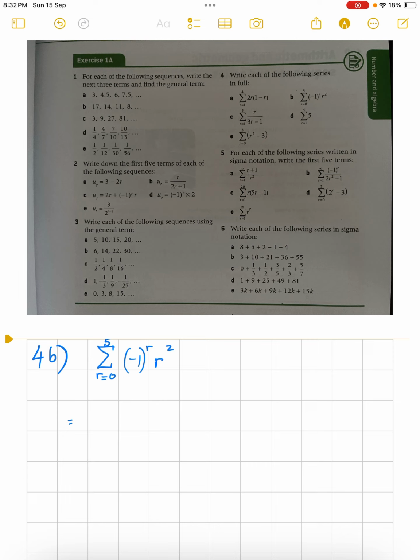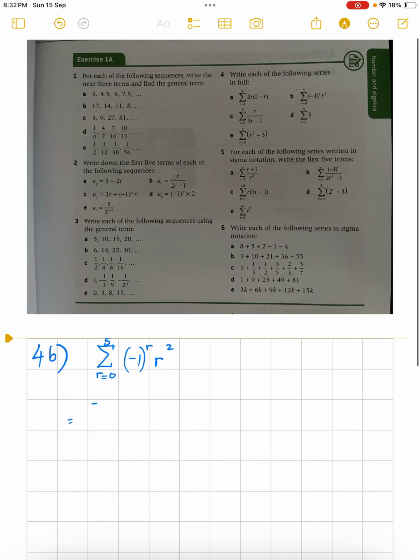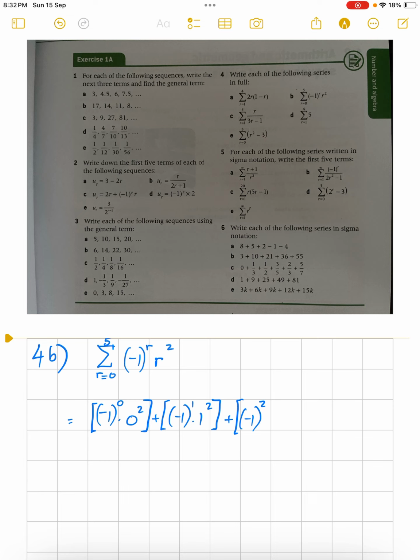All right, so let's substitute, first of all, 0 into that formula, and we've got -1 to the power of 0 times 0 squared, that's with a 0, plus -1 to the power of 1, and then we've got a 1 squared, plus -1 to the power of 2, and then we've got 2 squared, plus -1 to the power of 3, and we've got 3 squared, plus, let's continue here, -1 to the power of 4, we've got 4 squared, plus -1 to the power of 5, and we've got 5 squared.